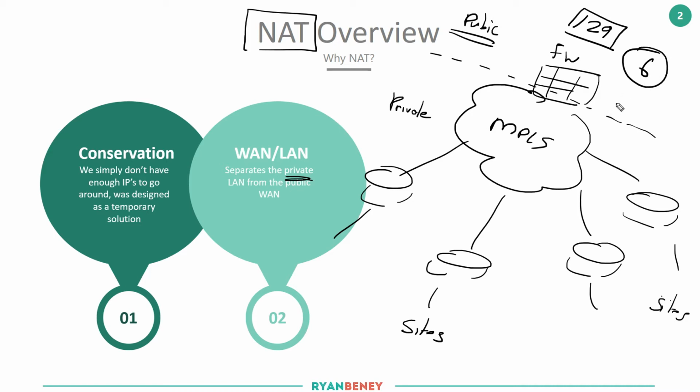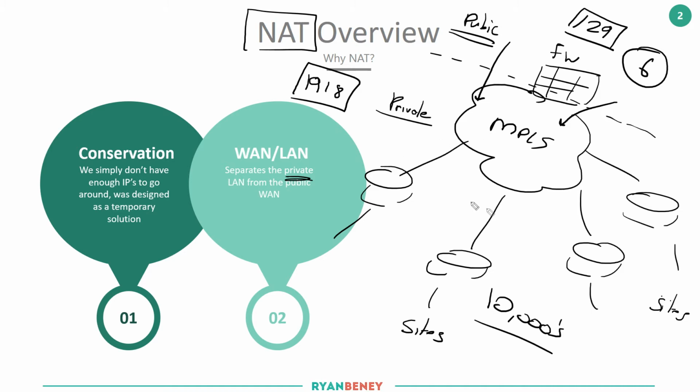But inside this MPLS network, they literally have tens of thousands of devices using that private IP space, the 1918 space, at each individual site. Even the routers themselves on both this interface and this interface is all private, and all the devices inside the MPLS core is again private.